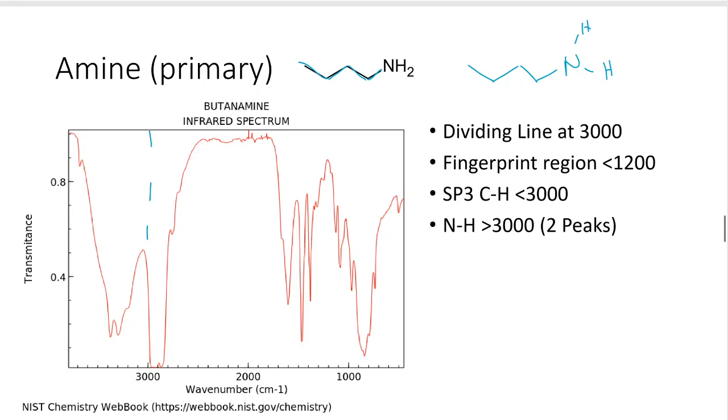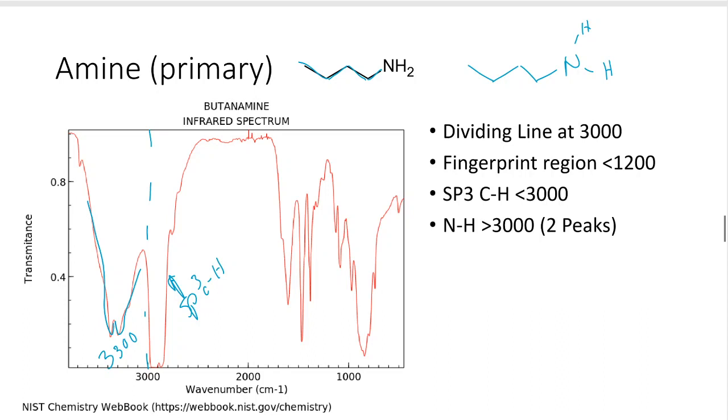Again, just below 3000 we have our sp3 CH stretch. Above 3000, similar to an alcohol at around 3300, we have a broad peak, and again, amines can hydrogen bond with other amines, and therefore they have a broad peak.